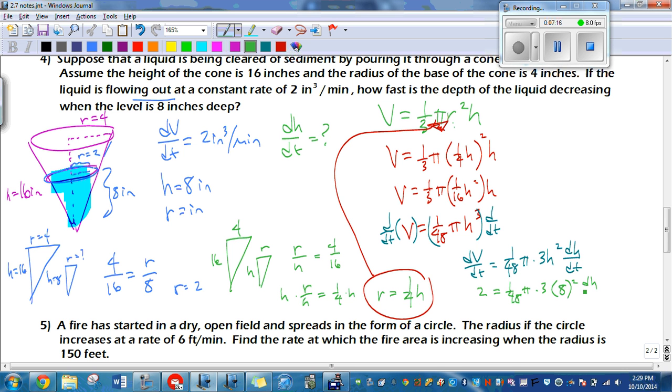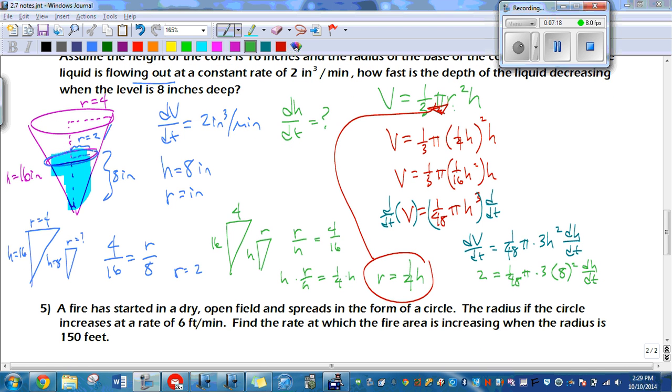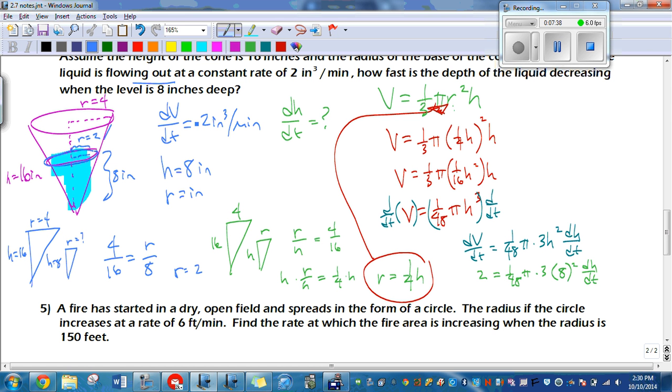squared dh/dt. Alright, I just realized I made the same mistake that I did earlier. So let's back up a little bit. Remember the change in volume with respect to time: it's flowing out at this rate. So the amount of water in the cone is getting smaller, which means dV/dt should be negative. So do the same thing again here. That's something you need to look at. Obviously I need to look at it too when I'm doing the problem, but when the value is getting smaller, the rate is negative.